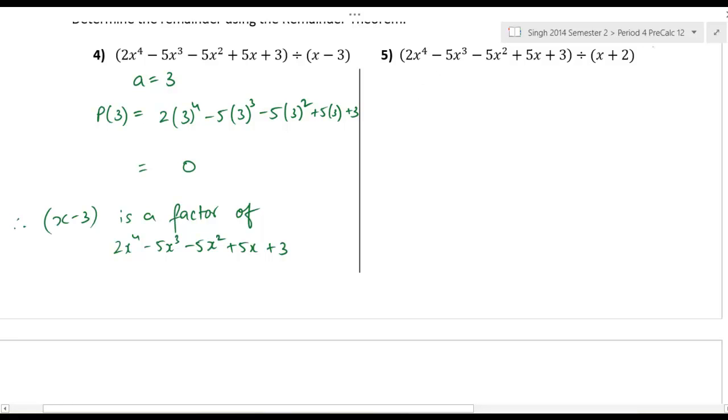So when you plug in a equals -2 into the polynomial, and we'll call it p of -2, you will in fact end up getting a remainder of 45. You're going to have 45 left over. So because the remainder is 45, we know that x plus 2 is actually not a factor of the polynomial.